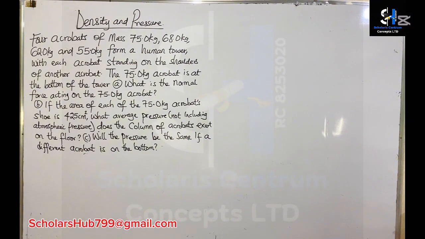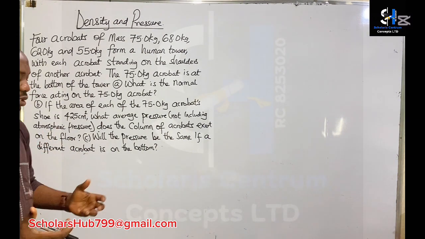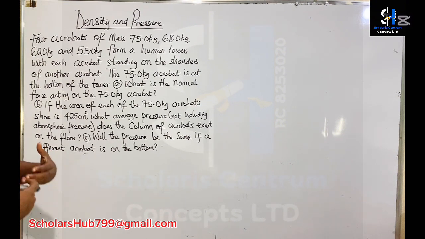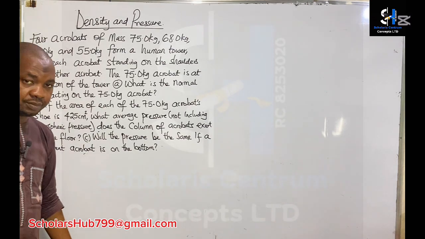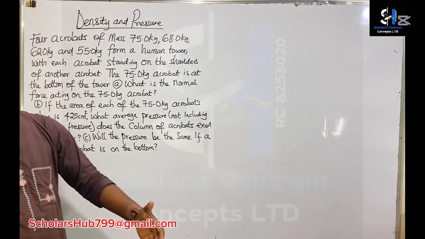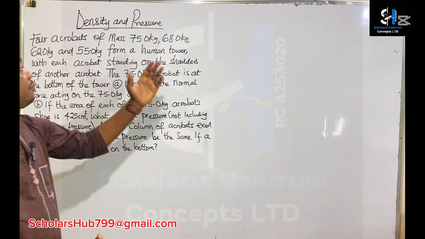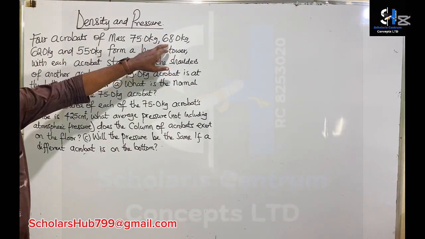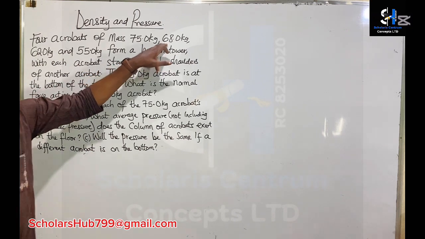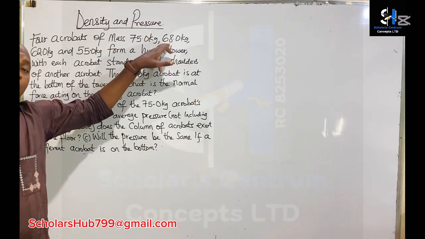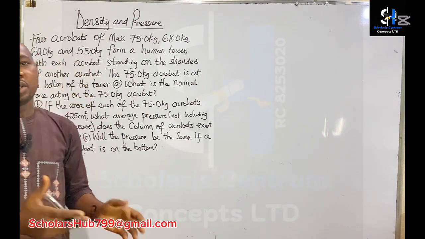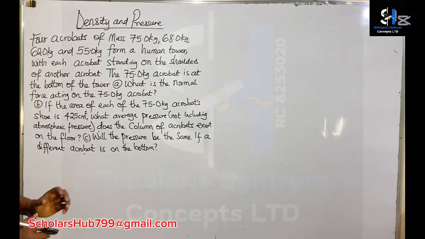But this last question is for us to explain: will the pressure be the same if a different acrobat is on the bottom? That is, if we have another acrobat, let's say we have four acrobats in this case, and the person weighing 65 kilograms is at the bottom, will the pressure remain the same or will it change? That's the question. So now let's find out.